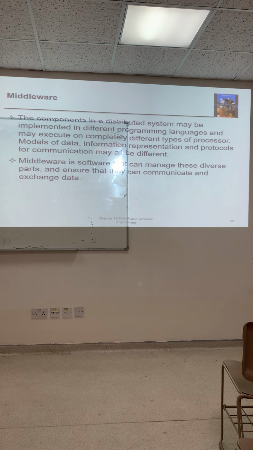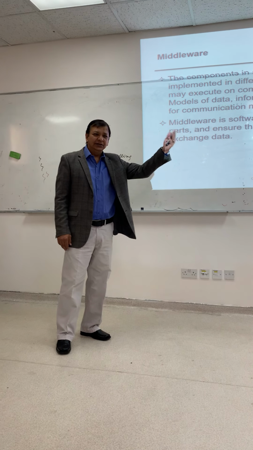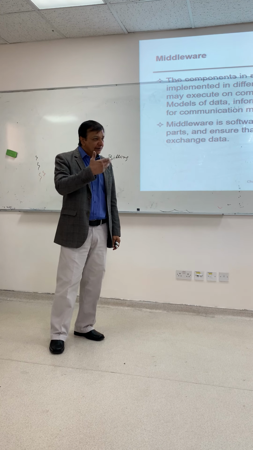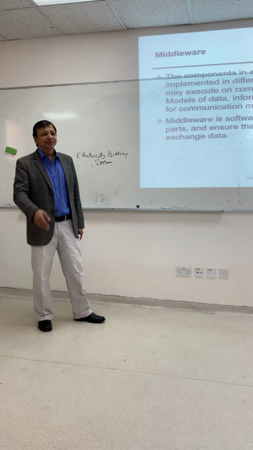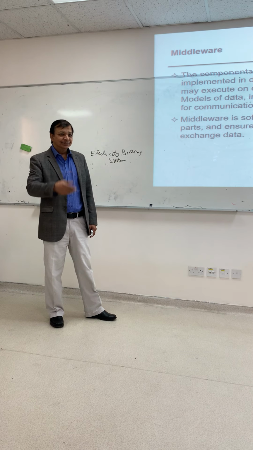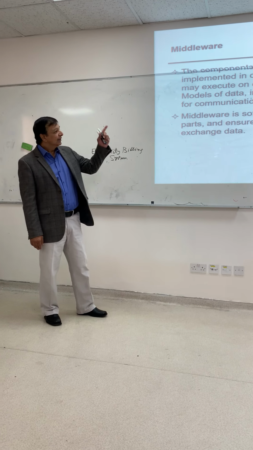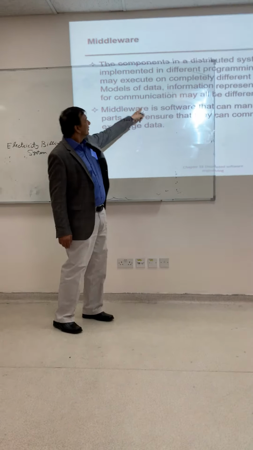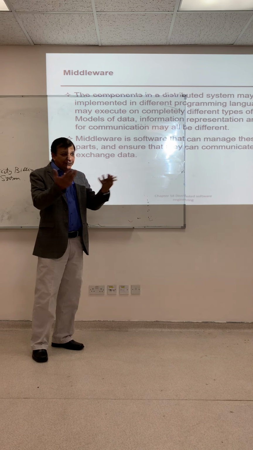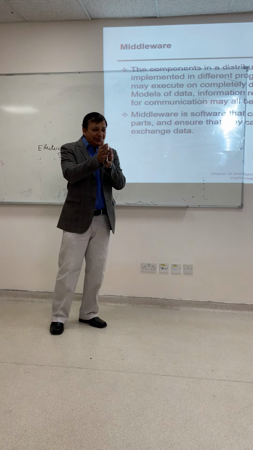The components in a distributed system may be implemented in different programming languages. I just said COBOL, Pascal, Fortran, C, and now you have .NET, PHP, Ruby, Python, Perl, new languages are there, or Kotlin, Swift. How will they communicate through the middleware? Because protocols are different, vendors are different, specifications are different. You need something in between, like a translator, mediator.